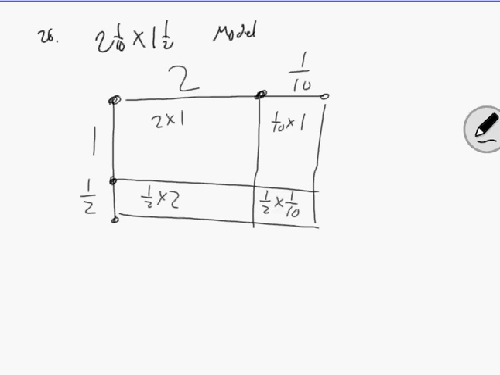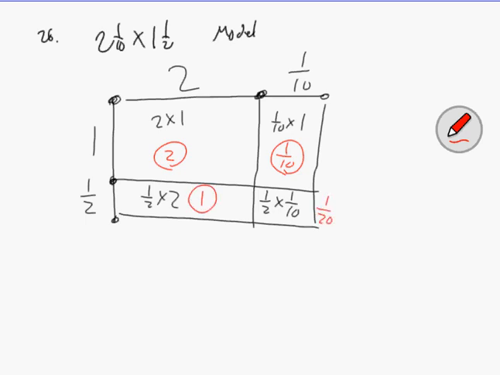Because if I think about the area of those 4 smaller areas, those added together have to be the same area as 2 1/10 times 1 1/2. So the area of this is 2. The area of this is 1/10. If I multiply those out, 2 times 1/2 is actually the number 1. And 1/2 times 1/10 is 1/20. So the sum of all 4 of those is going to be the same as the product.